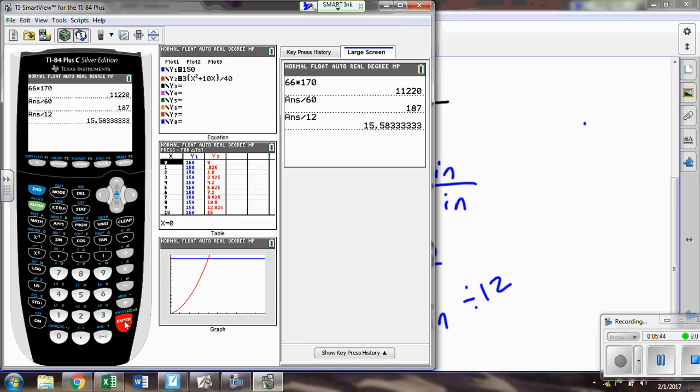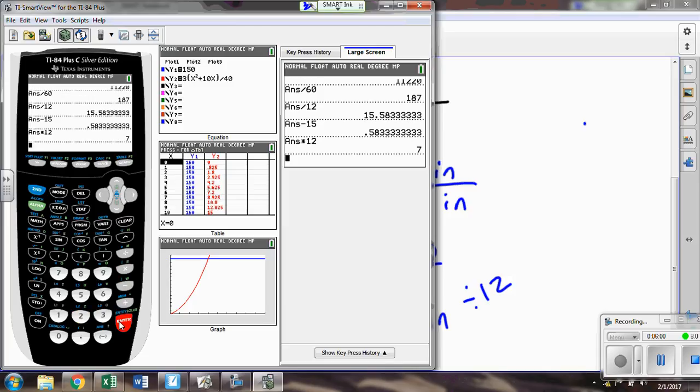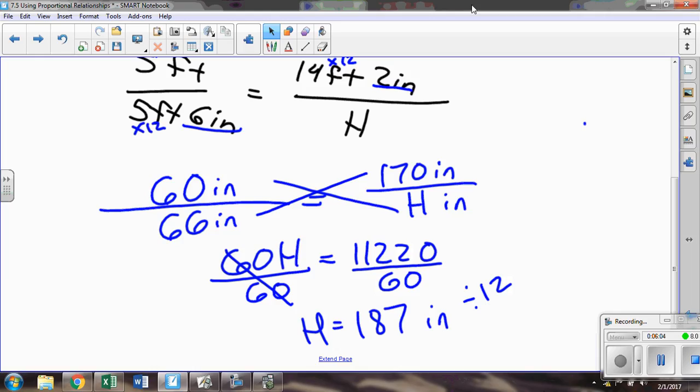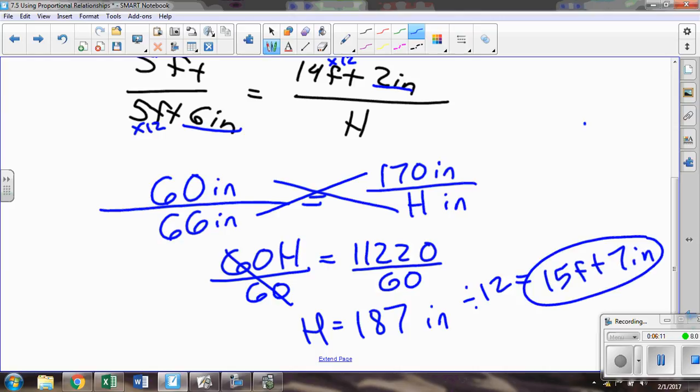And we've discussed earlier in the year that with this piece, we can figure out how many inches that would be. If we subtract off our 15 and multiply by 12, that's going to tell us how many extra inches there were. This was 15 feet and 7 inches. So here we go. That's how tall that flagpole would be. And we're done.